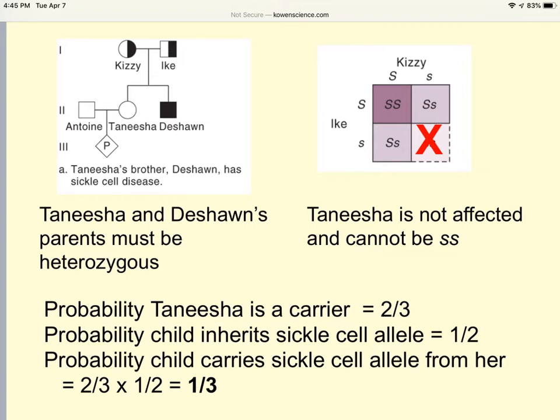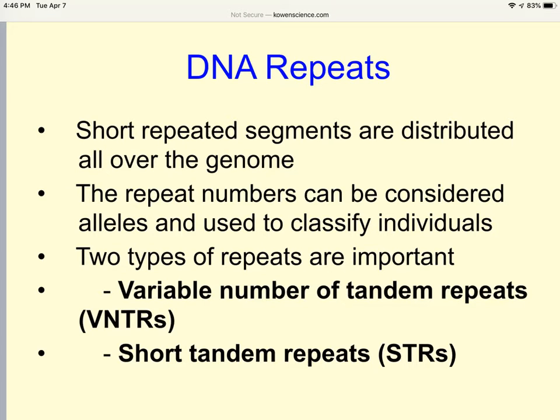Now the probability that the child will inherit the sickle cell allele is 1/2, because if she is this right here, she would have a 50% chance of passing it on, or a child would have a 50% chance of receiving that. So the probability that the child carries the sickle cell trait would be 2/3 times 1/2, which would be 1/3. Now we're going to combine our DNA information in this particular video as well.